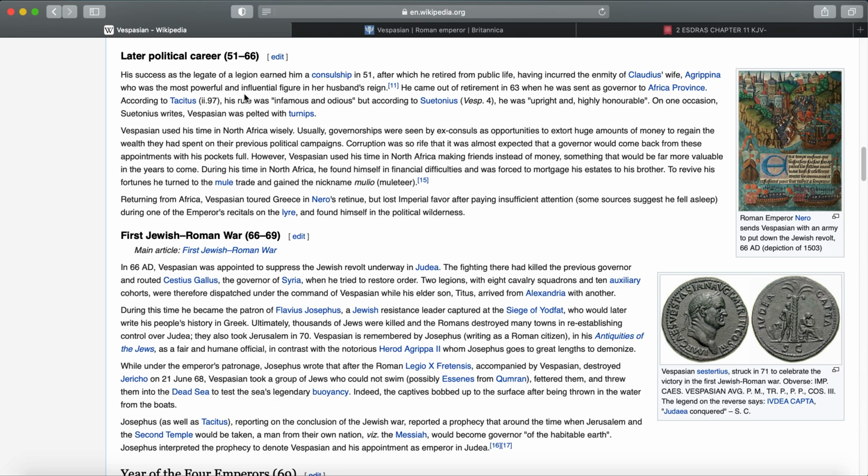Now, understanding the times and the years, 51 to 66, Vespasian was not in the seat of being a Caesar. Vespasian came into being a Caesar at 69 AD, not 51 or 66. So what was he doing here? So I'm going to go ahead and go to this second paragraph. It says, Vespasian used his time in North Africa wisely.